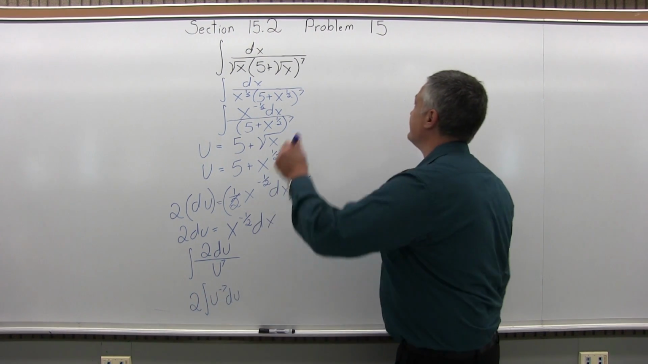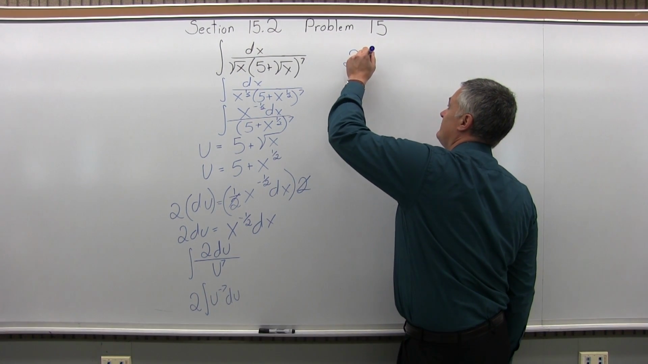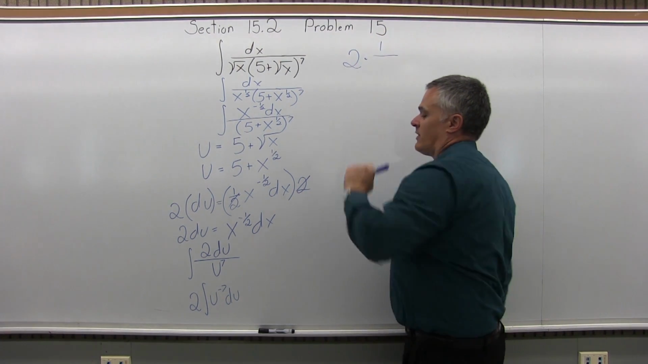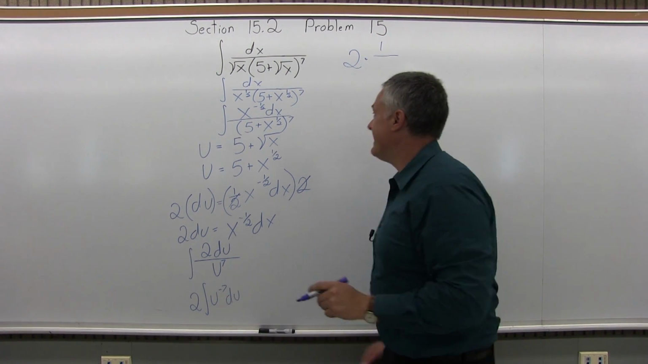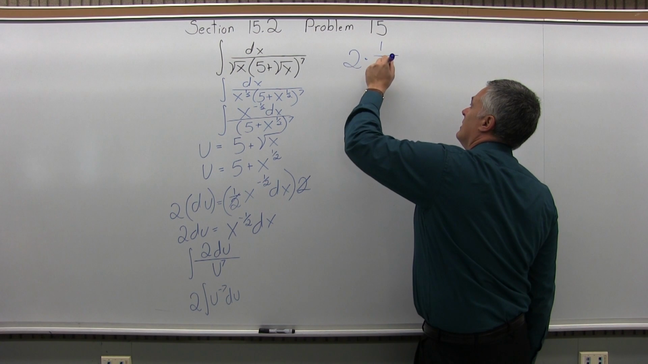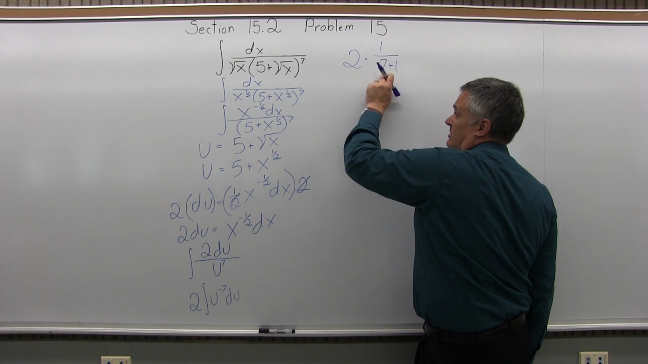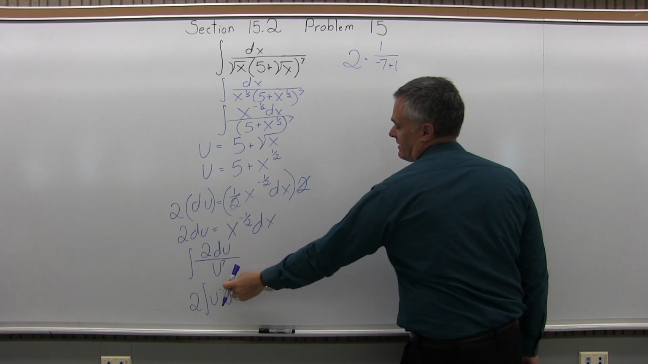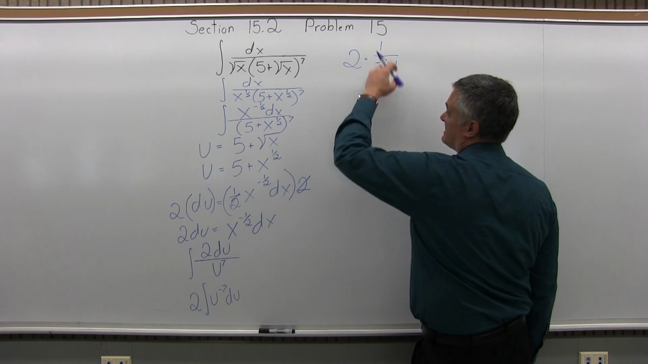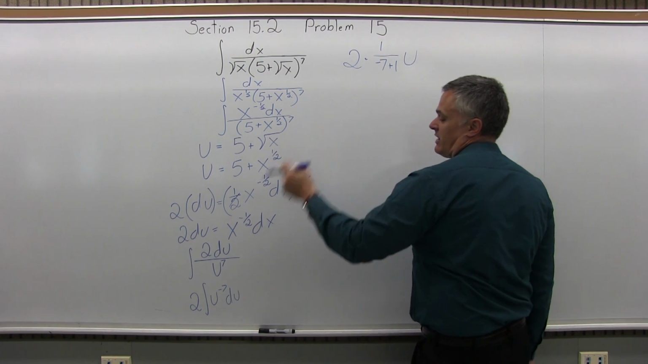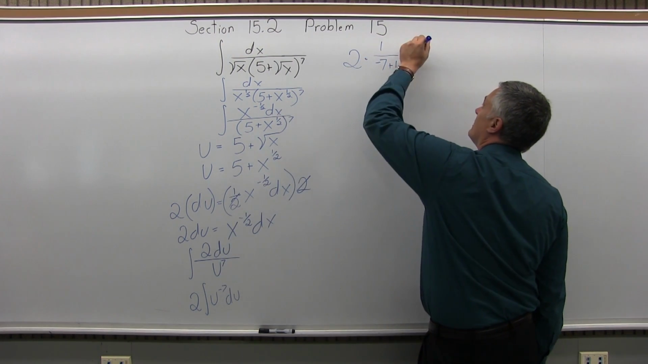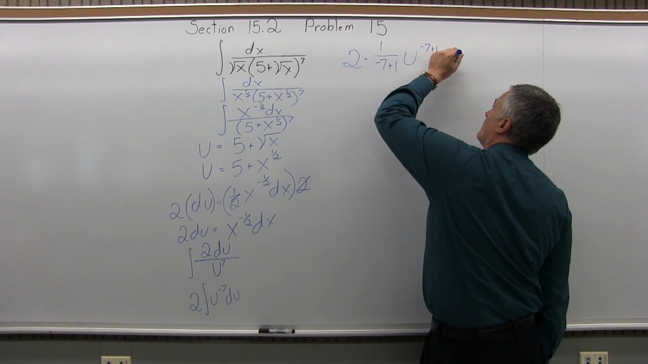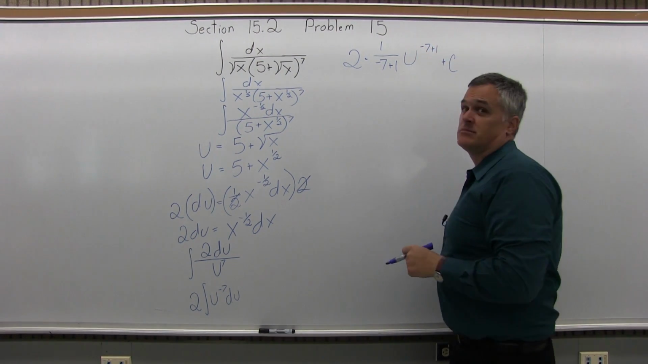The 2 that's in front can stay in front times 1 over the exponent of negative 7 plus 1. So I'm not zeroing the denominator. I don't need the ln. I need the ln only when the exponent's minus 1. Minus 7 doesn't need it. U to the minus 7 plus 1. And on the end, plus some constant.